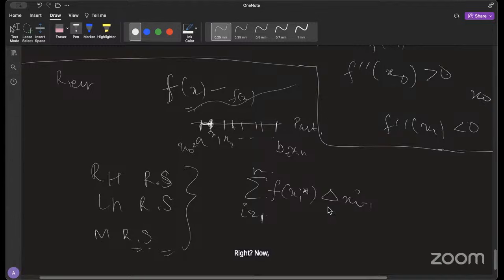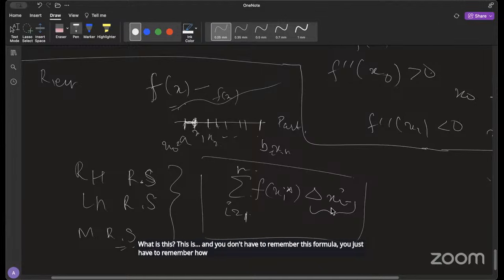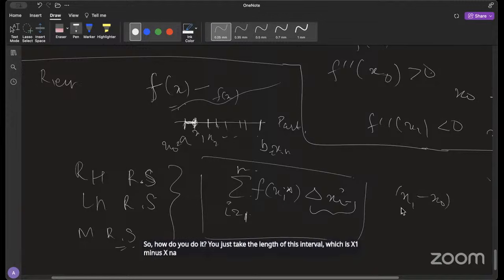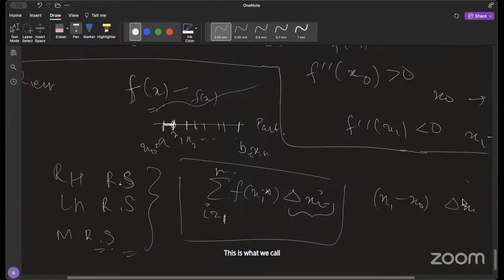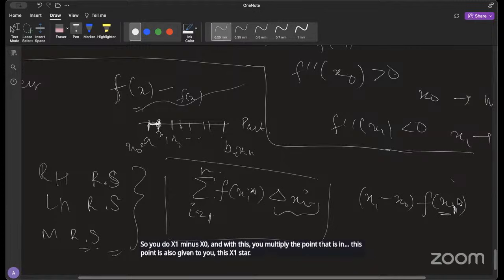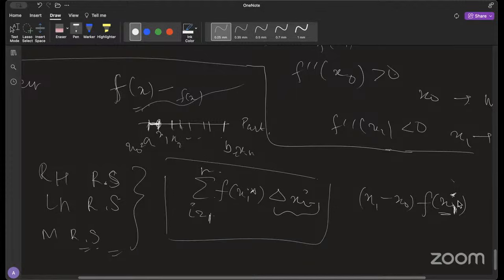Now, you don't have to remember this formula, you just have to remember how it's done. You just take the length of this interval, which is x1 minus x0. This is what we call delta xi. These are the delta xi's here. So you do x1 minus x0, and with this you multiply f of the point x1 star. The point that you have to take here is a point between x0 and x1, and that is always given to you.